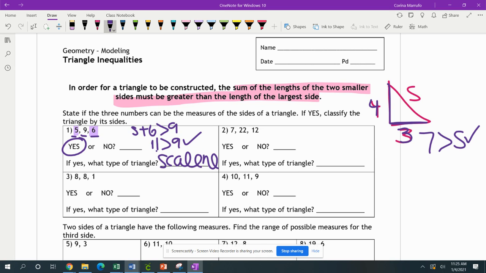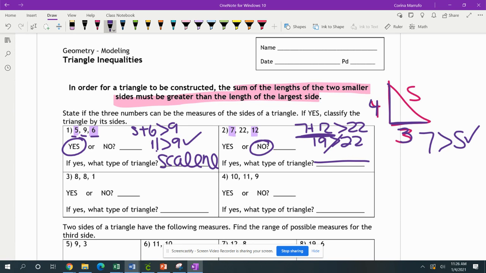Okay. The next one, we have 7, 22, and 12. So we look at the two smaller sides, which is 7 and 12. So 7 plus 12, is this greater than 22? So 7 plus 12 gives us 19. And 19 is not greater than 22. So no, this isn't a triangle, so we can't even classify it because it doesn't make a triangle at all. These two legs are going to be too short, 7 and 12.